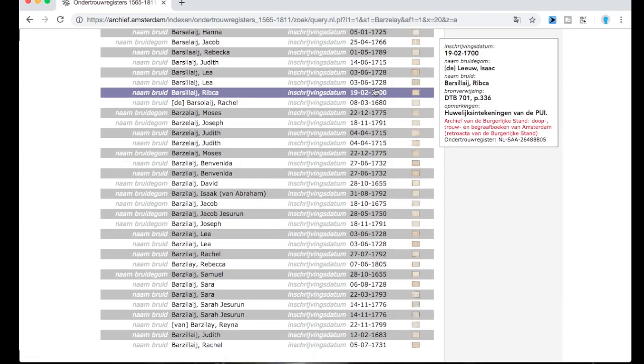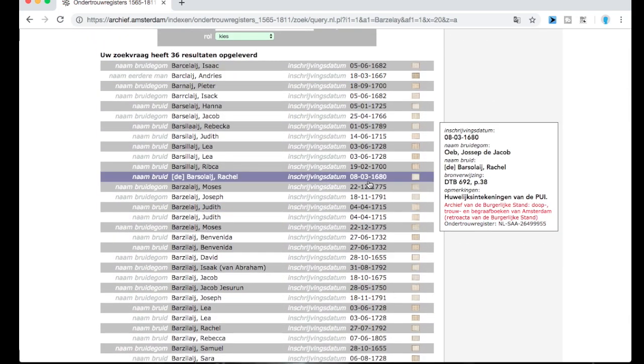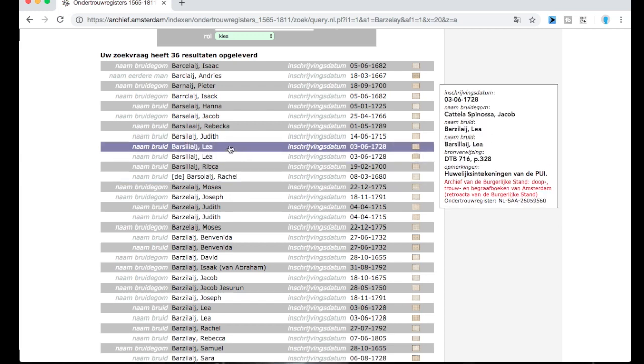And this is the date of the marriage. So on the records, it will have the date of when the marriage was proposed. And so let's say we're just going to take a look at Leah Barzilai. So here, Leah Barzilai was married on the 3rd of June, 1728. And the name of the groom is Jacob Catella Spinoza. And then the name of the bride, Leah Barzilai, the name's spelled twice, so we can actually see that it already indicates that there's multiple spellings.